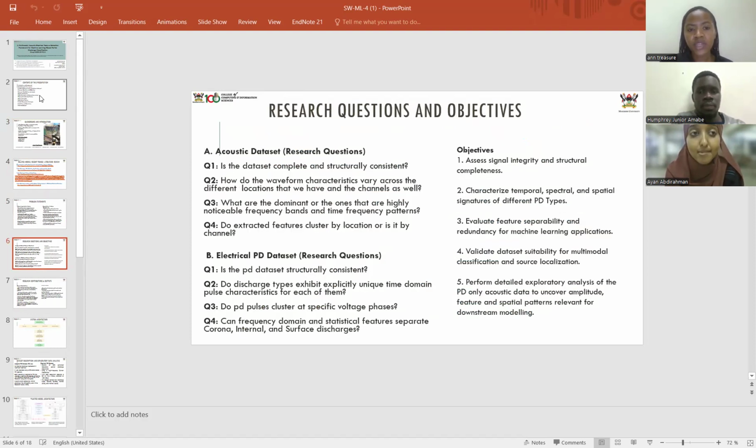Our research questions mainly look at seeing if the dataset is complete and structurally consistent for both the electrical and acoustic dataset. We look at feature separability, also try to detect features that can better classify partial discharge and detect it.